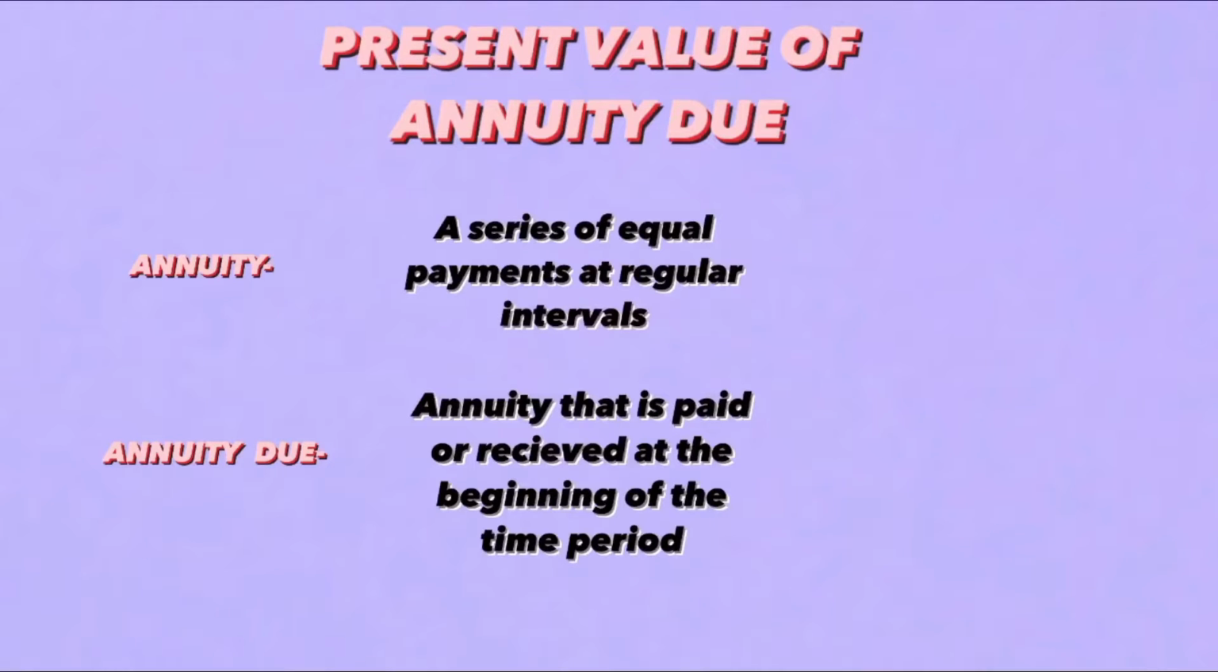Present value of annuity due. Annuity, a series of equal payments at regular intervals. Annuity due, an annuity that is paid or received at the beginning of the time period.